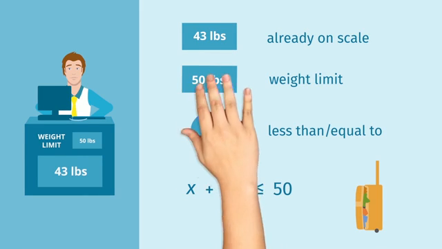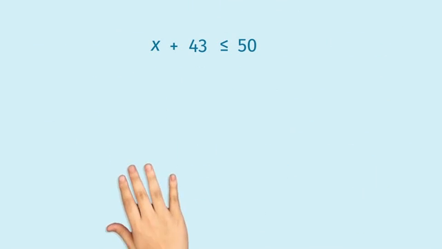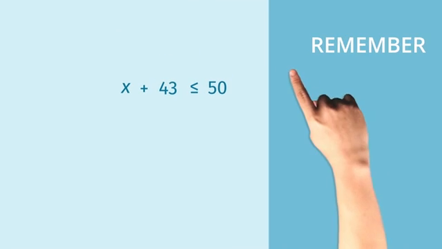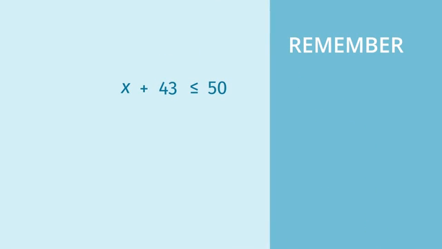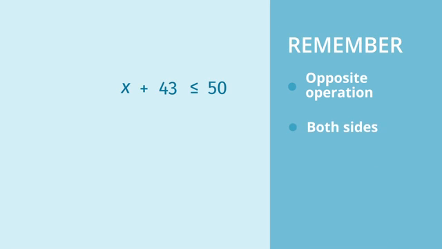Now that we have the written inequality, let's solve it. There are a few things to keep in mind when solving inequalities. First, remember to use opposite operations to isolate the variable. Next, whatever you do to one side of the inequality must be done to the other. Lastly, make sure the inequality sign stays the same.